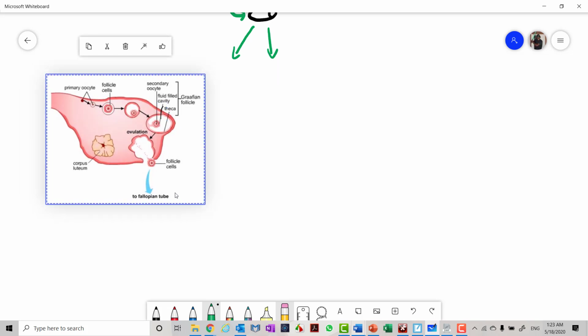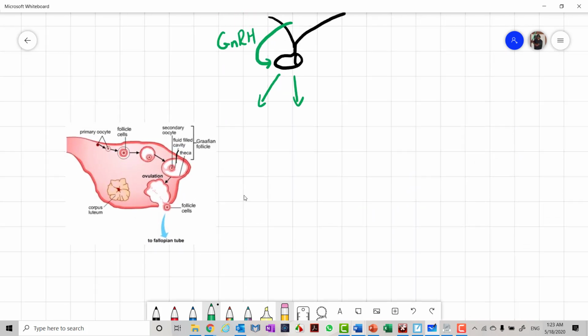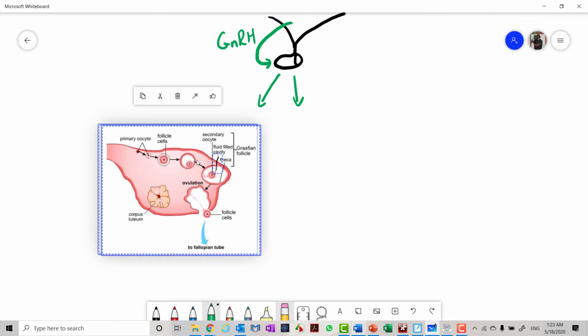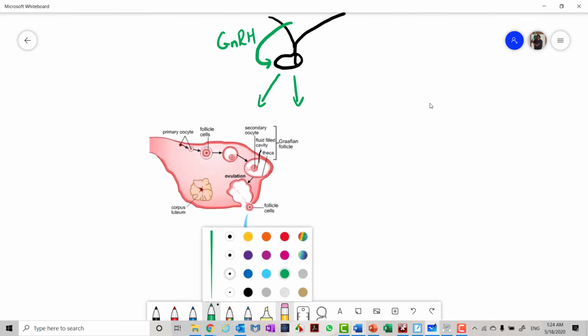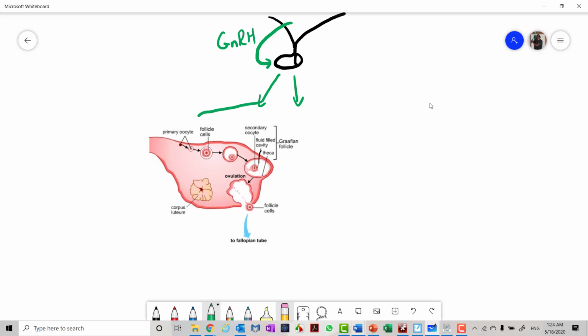Anyway, so the LH is going to go to the ovaries, and it's going to cause the follicle to be stimulated. Here it shows one follicle, but it's often several follicles. So this follicle will be stimulated by the FSH. The FSH will stimulate the follicle to get bigger, and as it gets bigger, it's going to release estrogen.